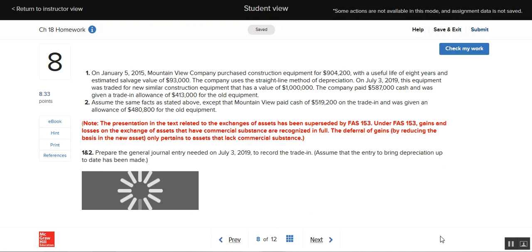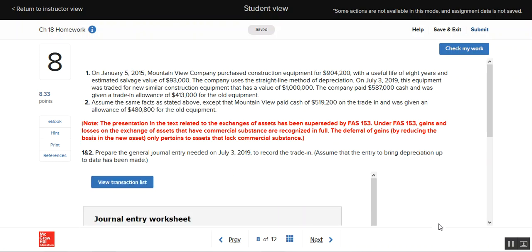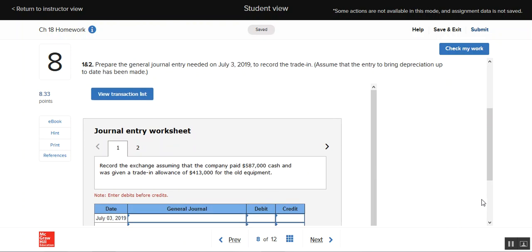Let's go on to another one. All right. This says on January the 5th, Mountain View Company purchased construction equipment. It's useful life of 8 years, salvage value. They use straight line method to depreciate, and then they traded in for a new similar construction equipment that has a value of $1 million. The company paid $587,000 in cash and were given a trade-in allowance of $413,000 for the old equipment. So let's see if we can figure this one out.